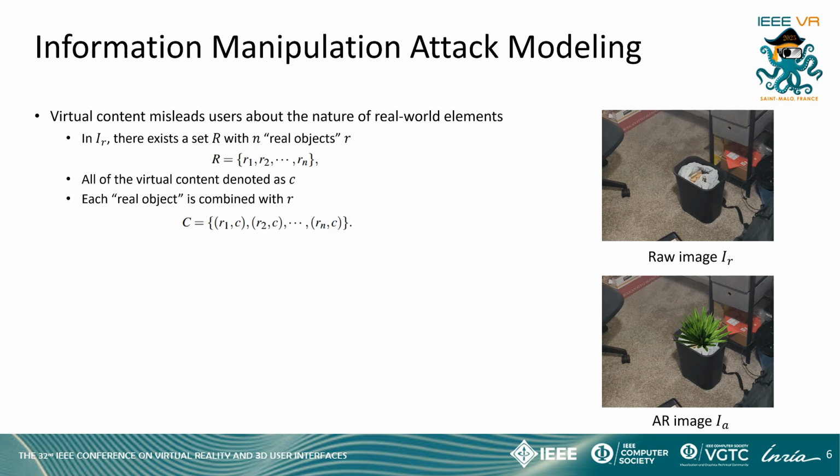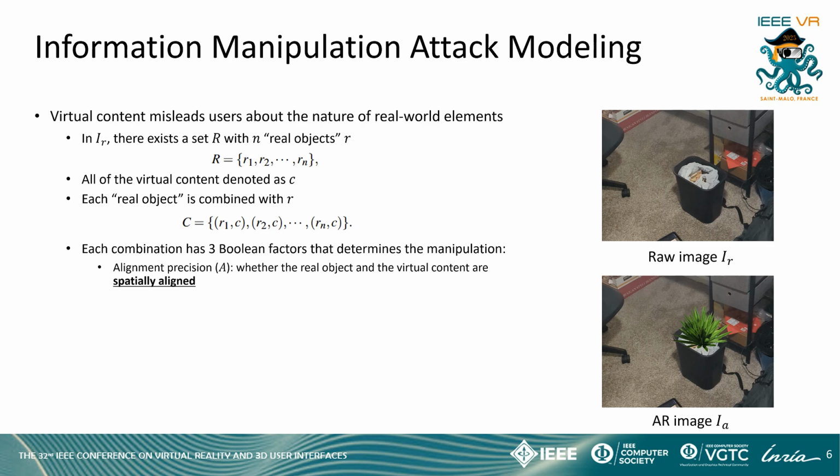Similar to obstruction attack, there is a set of real objects in the raw image, and all of the virtual content is still denoted as C. For each real object and virtual content combination, 3 Boolean factors are aligned. Alignment precision determines whether the real object and the virtual content are spatially aligned. A bad alignment makes the virtual content easily recognizable and difficult to manipulate real-world information.